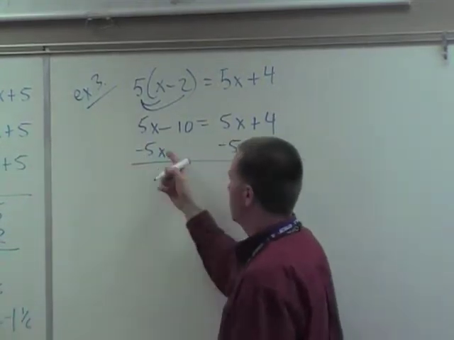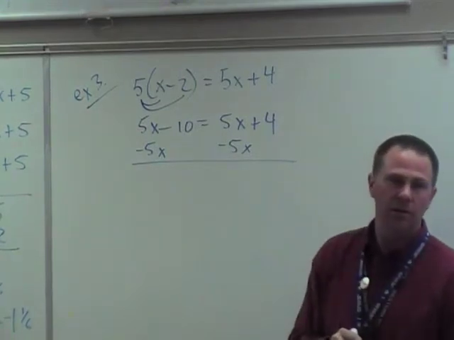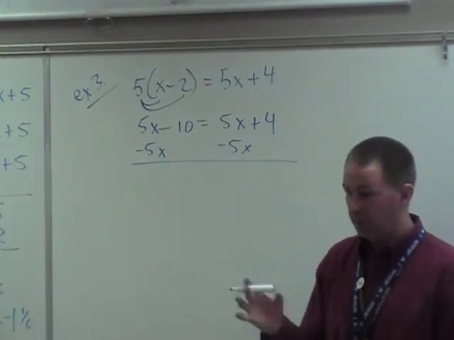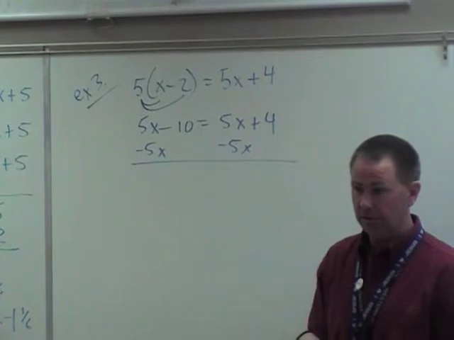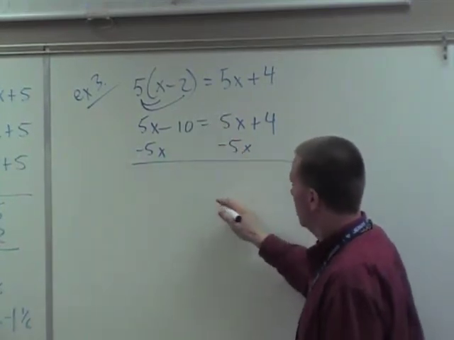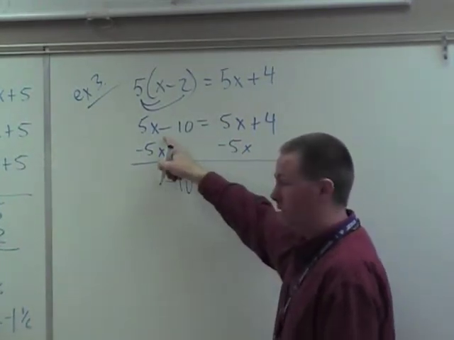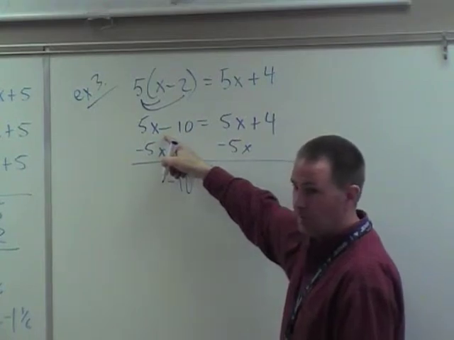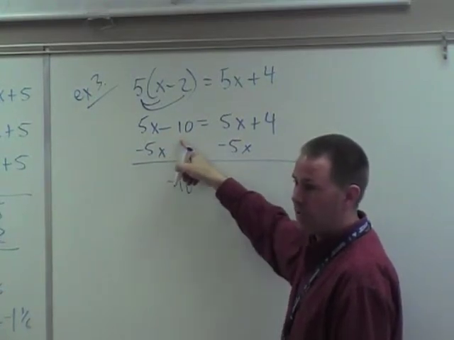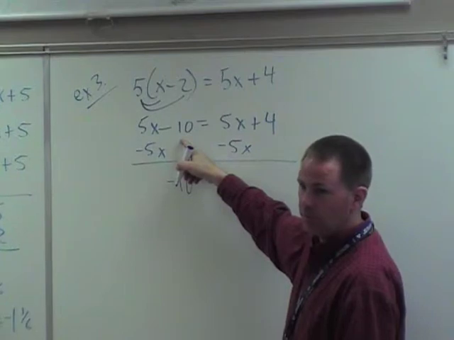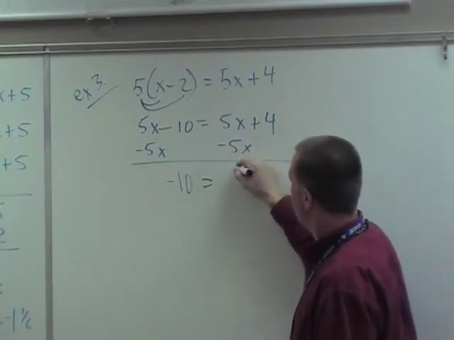Okay. What's 5x minus 5x? 0. It's gone, right? 0x, which is just 0. So it's gone over here. I'm left with a negative 10 on the left. The minus sign doesn't disappear, people. Remember, the operations are attached to what follows them. Don't make them disappear. A negative 10 equals positive 4.